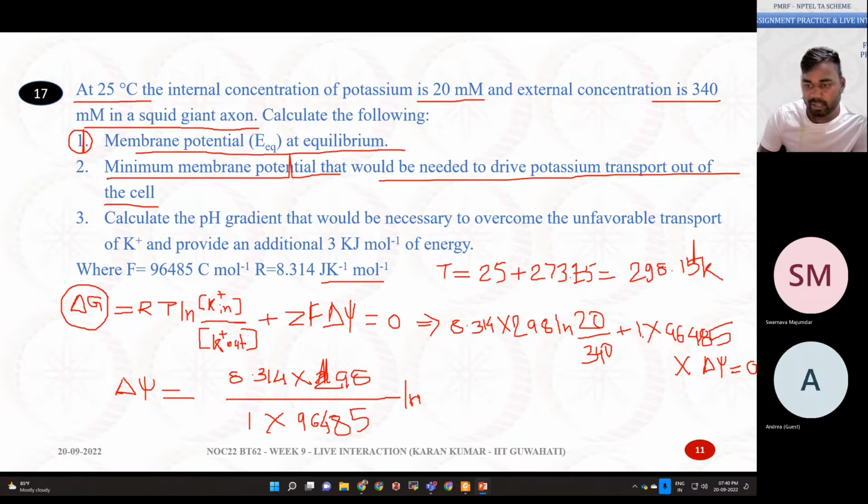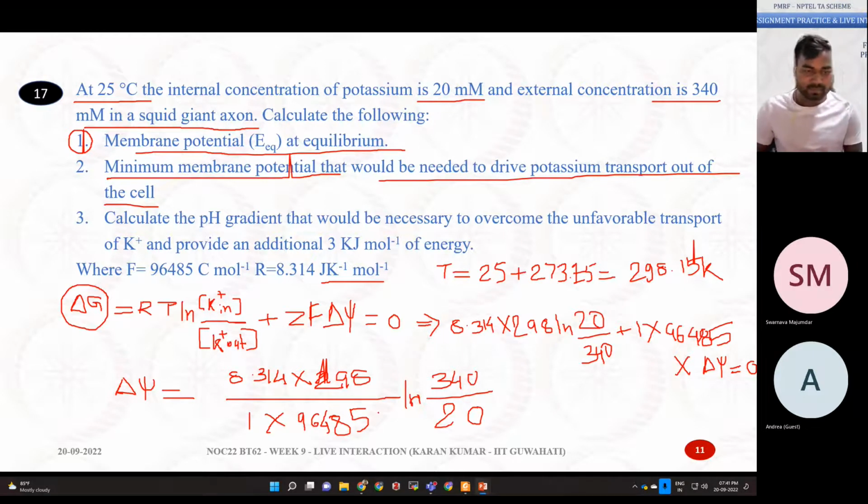Now remember one thing. Here you have taken this particular term to the right-hand side. It will convert the sign to minus, right? And then that minus you can use to reverse this ln, so if you are taking this as positive, then it will convert to ln 340 divided by 20. Now can you quickly use the calculator and calculate what will be the value for this? What will be the membrane potential at equilibrium?